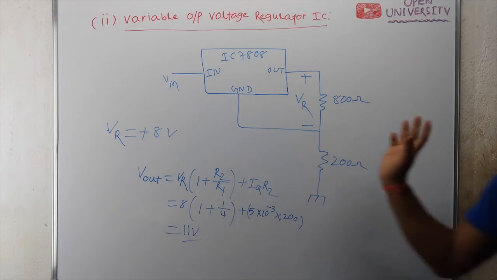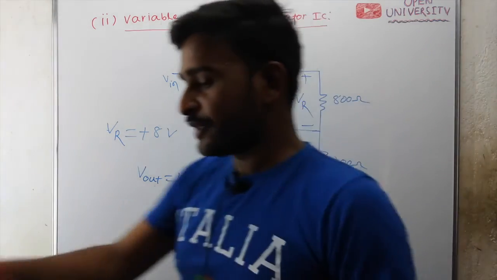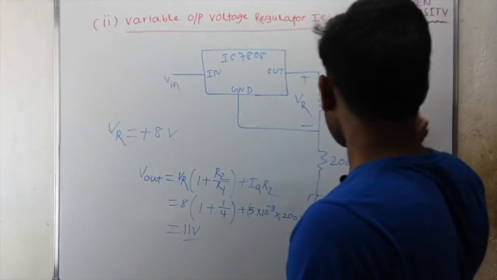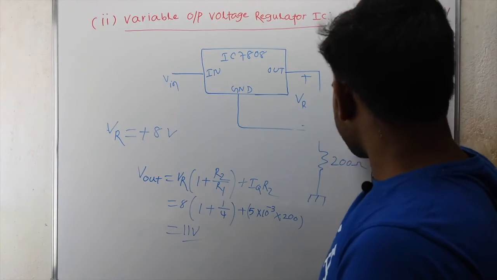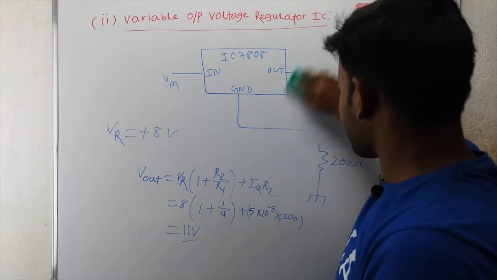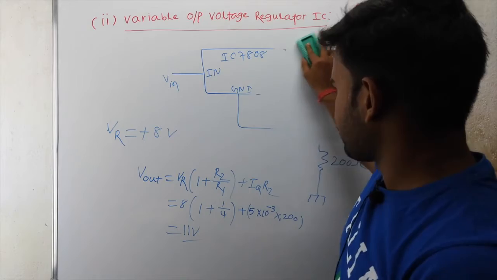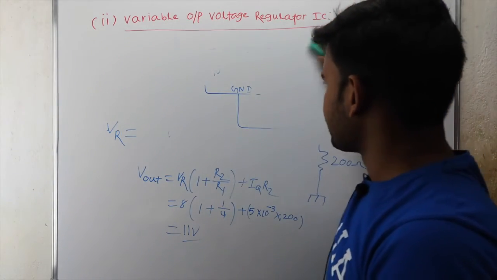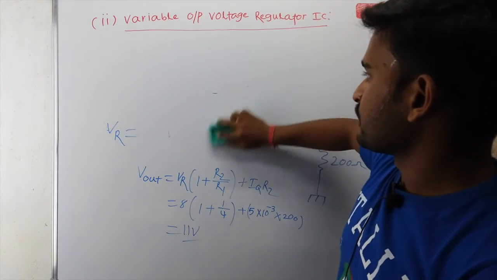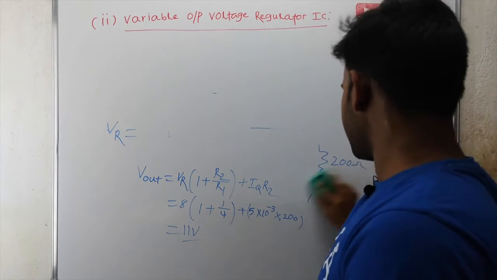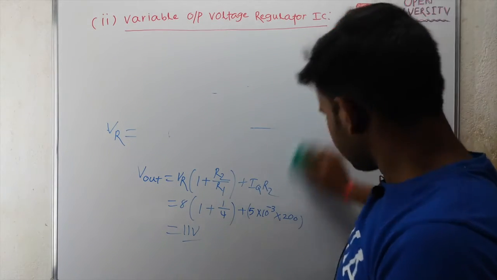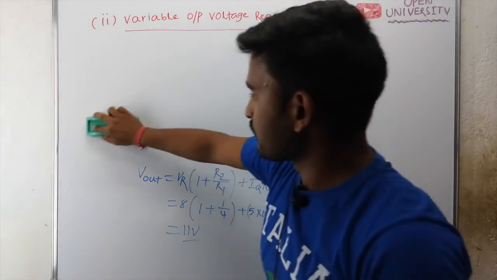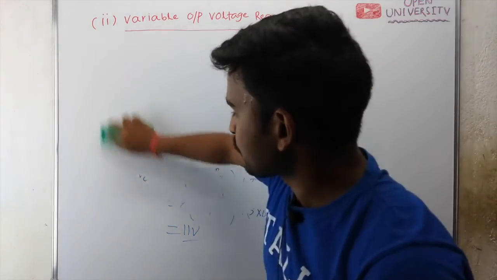So with this, the regulated power supply is over. In power supply, there were 3 blocks. The first block was the rectifier, the next block was the filter, and then the voltage regulator. So with this topic of voltage regulator, the topic of power supply is over.